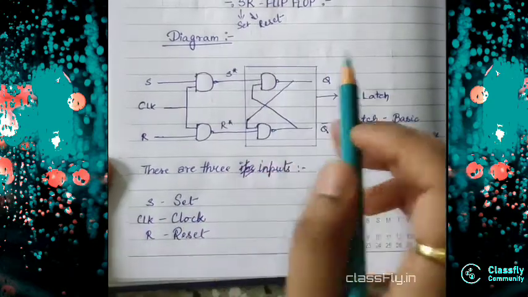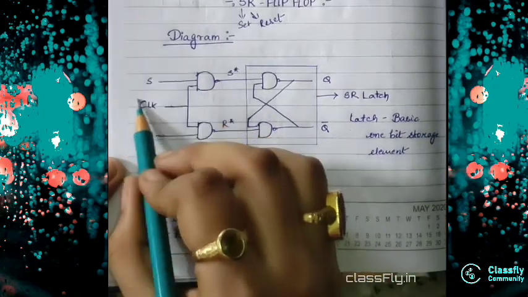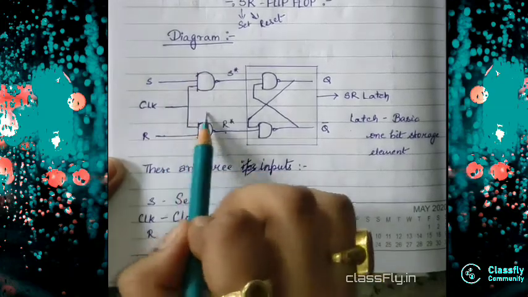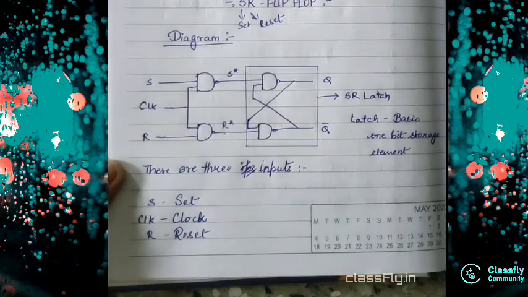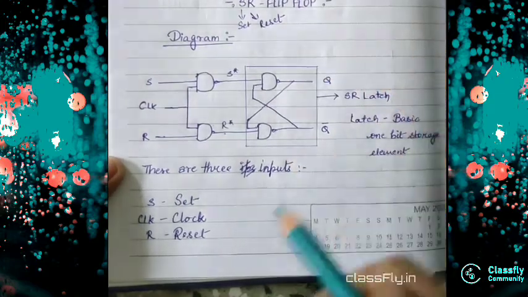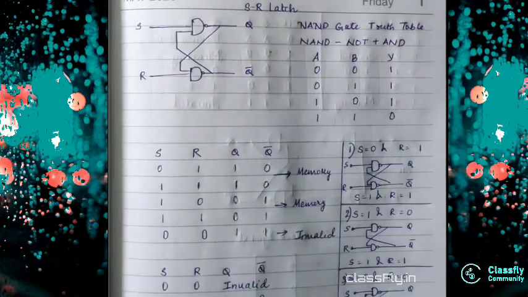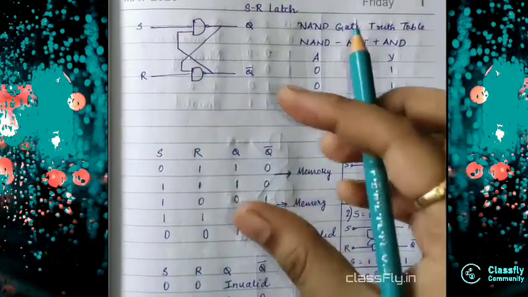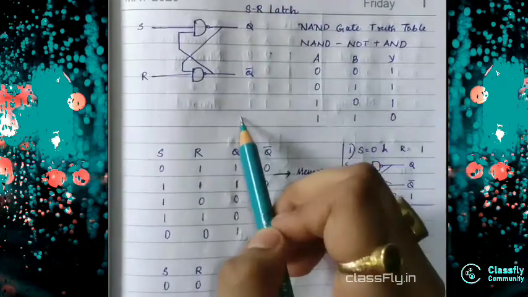And in the SR flip-flop there are 3 inputs. One is set, that is the S, which is denoted here. R is the reset, and one is the clock, which is connected to both the NAND gates. So now let's move on to the SR latch to know what the SR flip-flop basically is. Now this is the SR latch. The block diagram which was shown, I have maximized it and made the SR latch here.